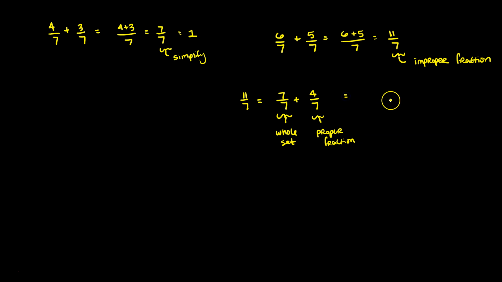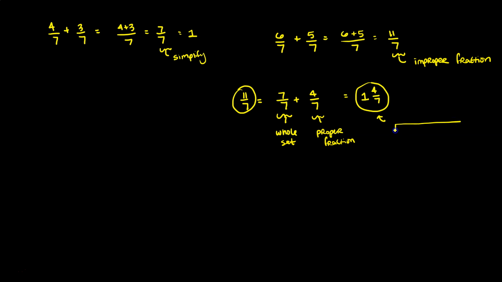And then I can write that as the mixed number. I have one whole set, and then I have the proper fraction 4/7. Now something to understand is that the fraction 11/7 is the same value as 1 and 4/7. Now 1 and 4/7, I know that that's a number between 1 and 2.